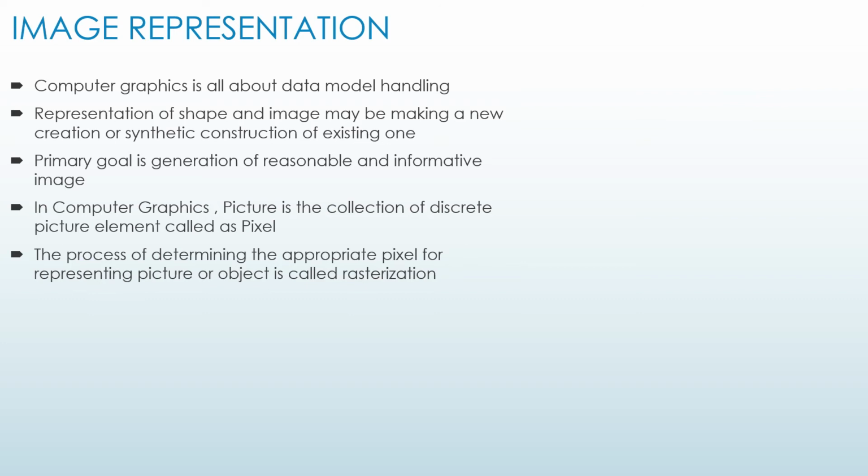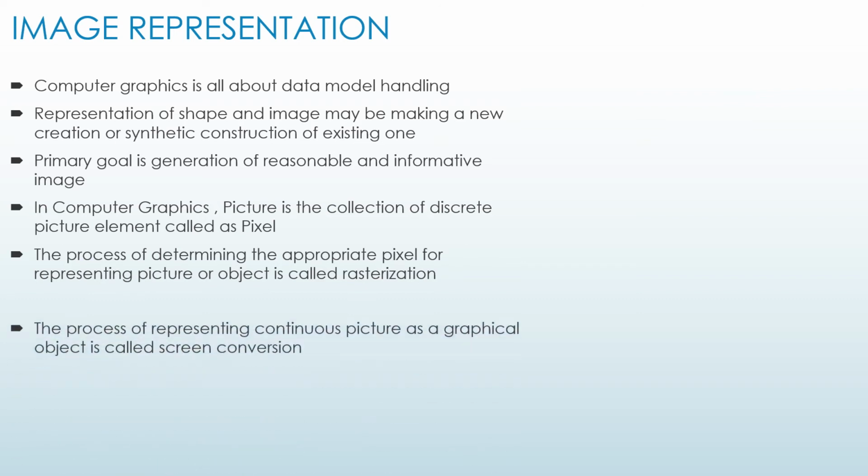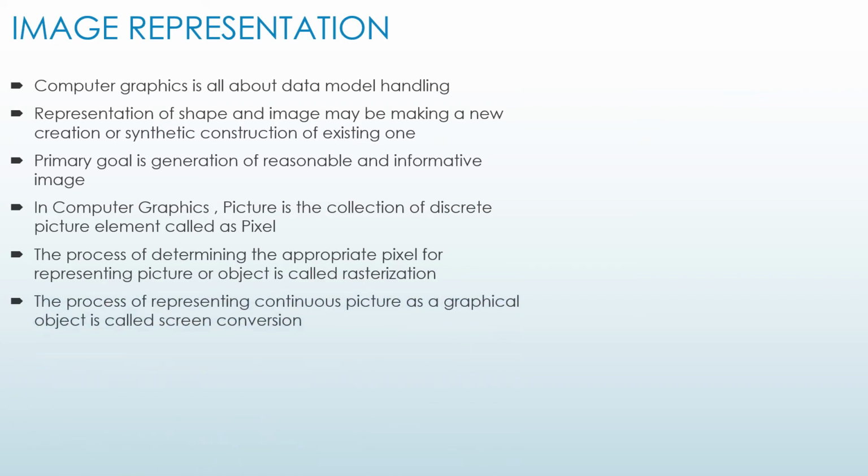The process of determining the appropriate pixel for representing a picture or object is called rasterization. Next, the process of representing a continuous picture as a graphical object is called screen conversion. If I combine 100 pictures together, provide some sounds, and make that play, the movement of pictures you observe is called screen conversion. So it is the process of representing a continuous picture as a graphical object.